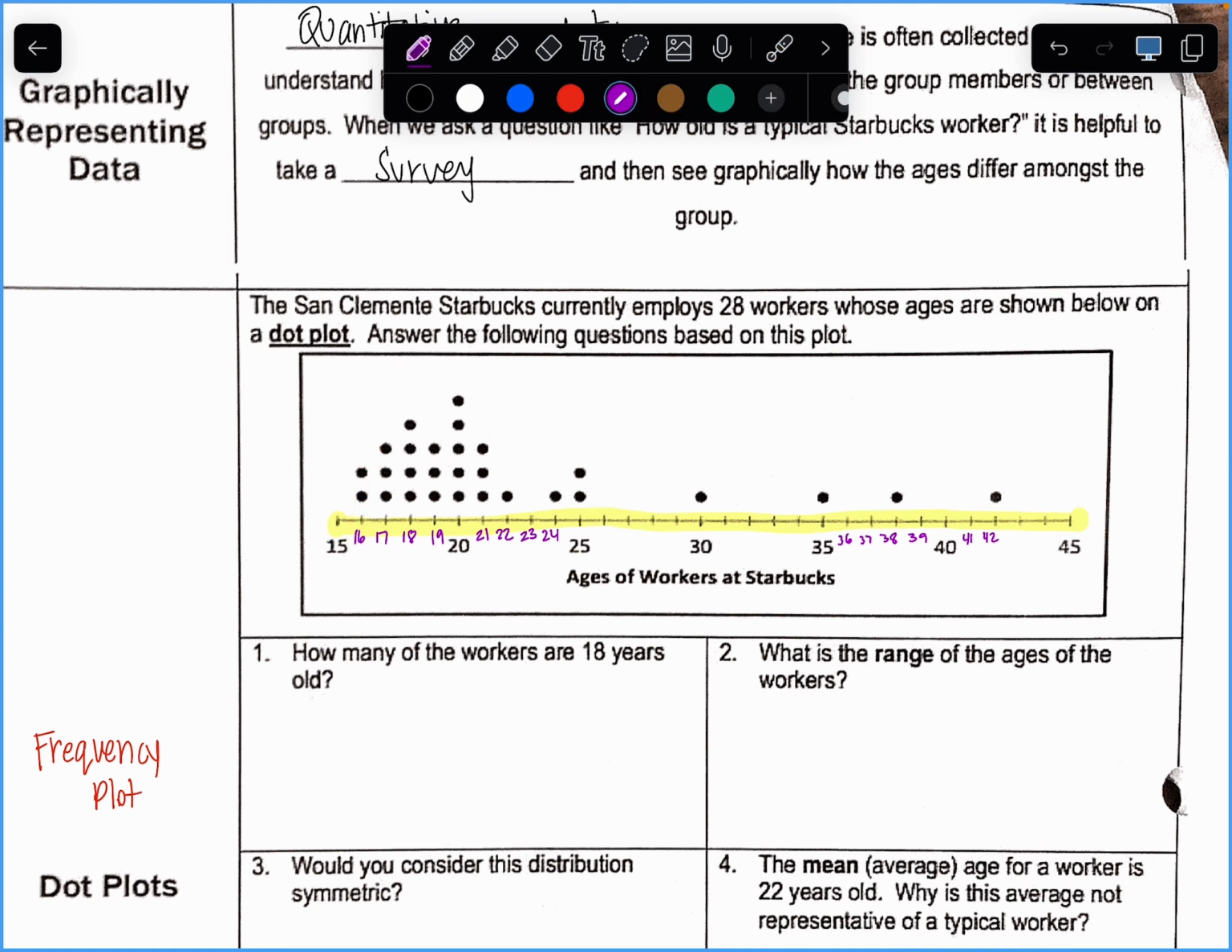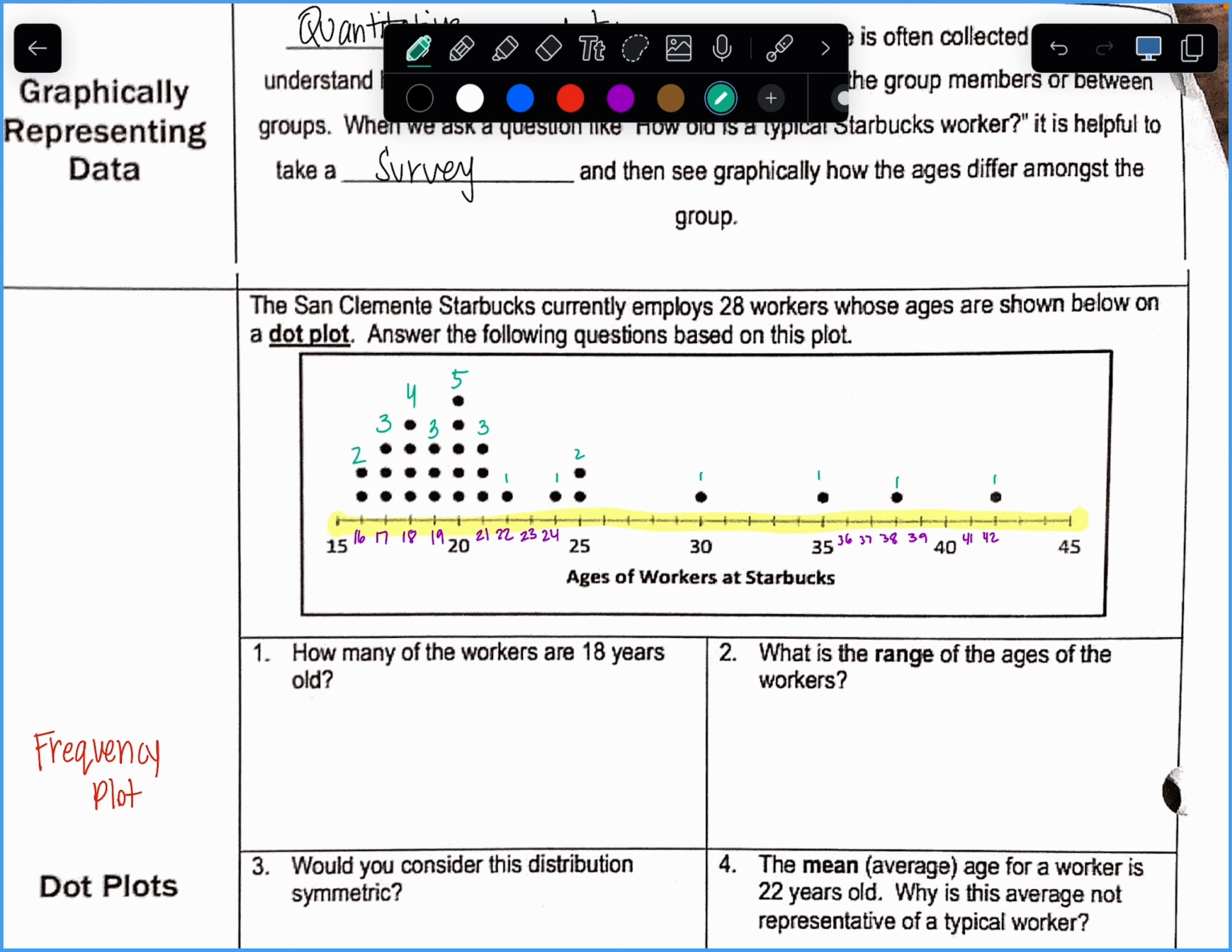So in this 16 age group, how many are there? 2. And then there's 3, 4, 3. What about here? Good. 3, 1, 2.